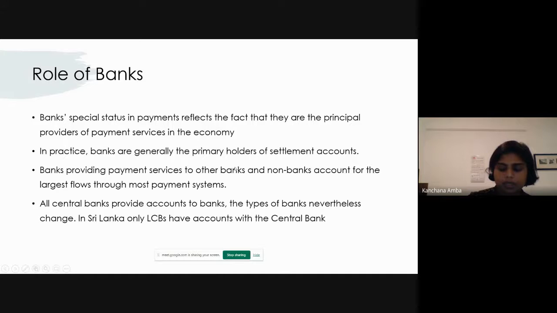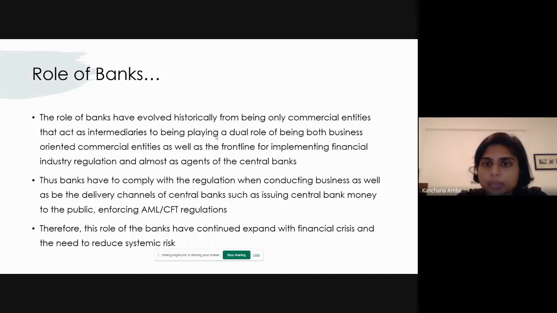And at the end of the day, when we study the payment systems like RTGS, slips, and the flows that are going through, you will see, as we saw last time, the huge interbank numbers, the trillions of rupees that are transferred between banks. Most of the money goes between banks because we give instructions to the banks to send money. So the payment systems are mostly used by banks themselves, right? So the role of banks has evolved historically from being only commercial entities that act as intermediaries to playing a dual role, both as business-oriented commercial entities and as the front line for implementing financial industry regulation, almost as agents of the central bank.